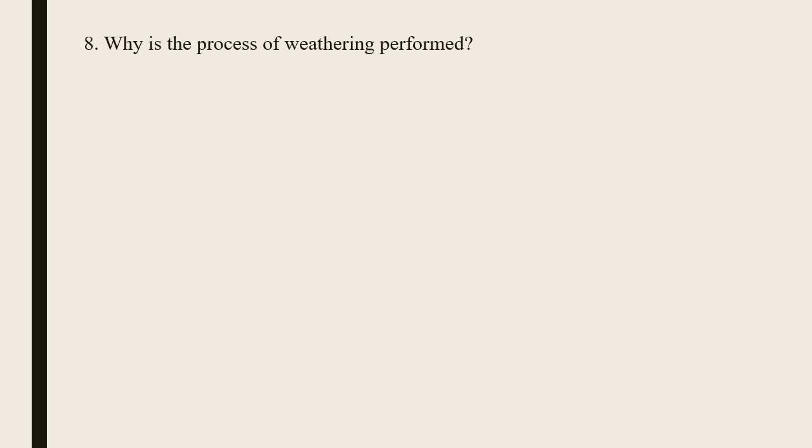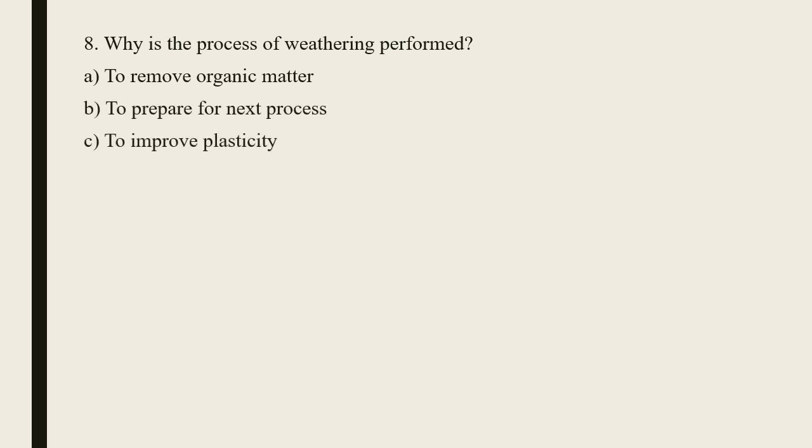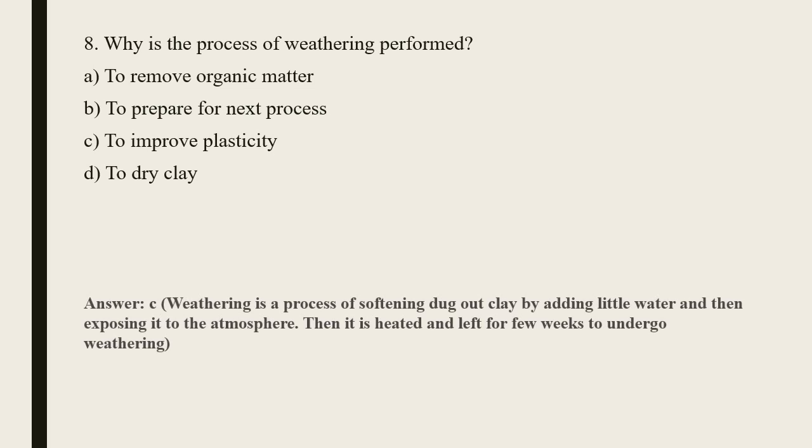Why is the process of weathering performed? A. To remove organic matter. B. To prepare for next process. C. To improve plasticity. D. To dry clay. Answer is option C. Weathering is a process of softening dugout clay by adding a little water and then exposing it to the atmosphere. It is left for a few weeks or months to undergo weathering.